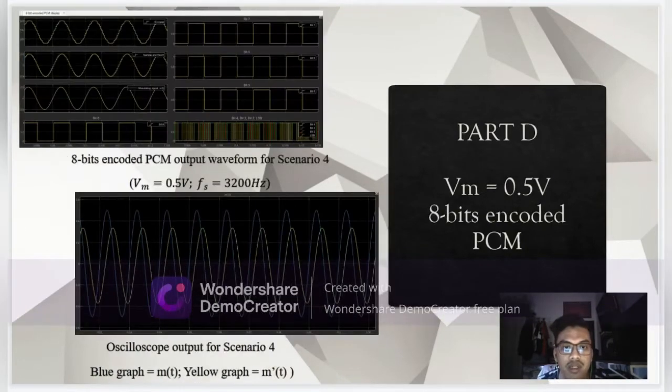So for the last one, we have VM equal to 0.5 volt, and we have the 8 bits encoded PCM output waveform for scenario 4. As you can see here, we got VM equal to 0.5 volt and Fs equal to 3200 Hz. The second one is the oscilloscope output for scenario 4. The blue graph is M(t) and the yellow graph is M squared (t). So I think that's all from me.